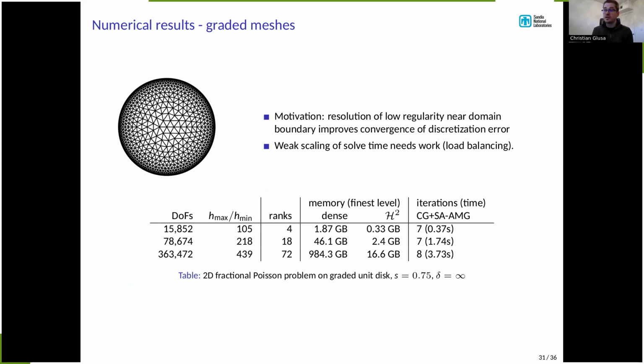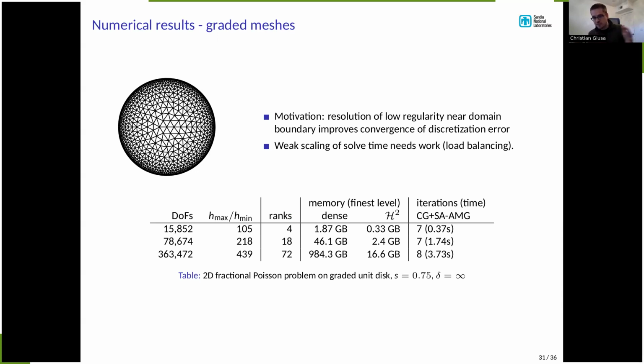All right, so we can also use this for problems where we try to put more unknowns close to the boundary to better resolve the very steep behavior close to the boundary. Algebraic multigrid still works just fine. Again, this is a weak scaling example.